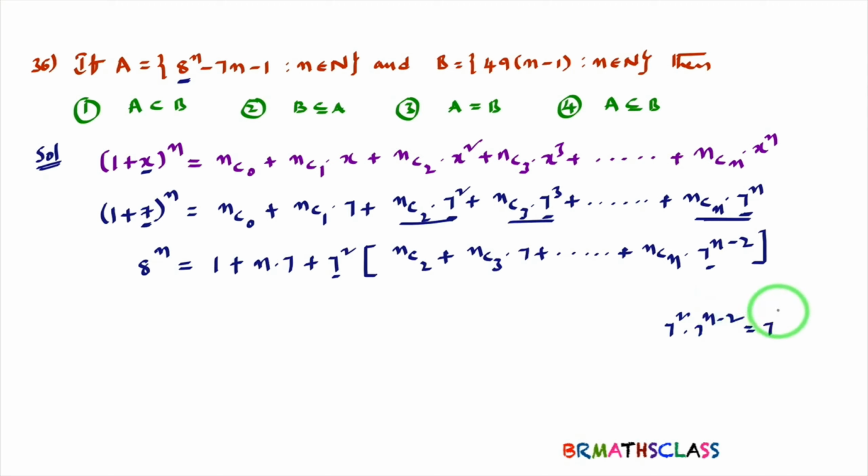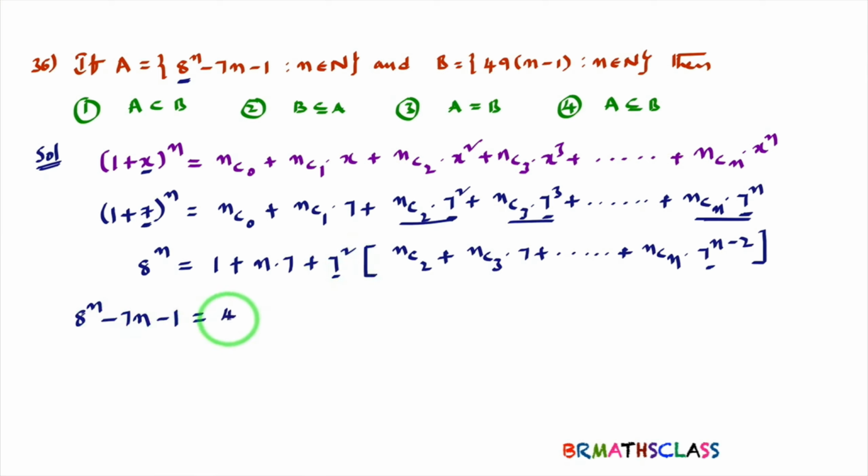As the bases are equal, powers should be added: 2 plus n minus 2. This is 7 power n only. This 8 power n I'll write as it is. You see this 7n, n into 7 is 7n. Take this to the left hand side, this plus 7n will become minus 7n. Take this plus 1 to the left hand side, this plus 1 will become minus 1. So 8 power n minus 7n minus 1 is 7 square.